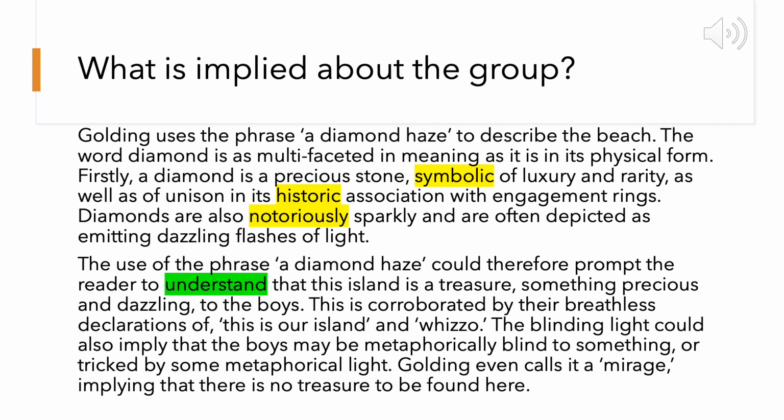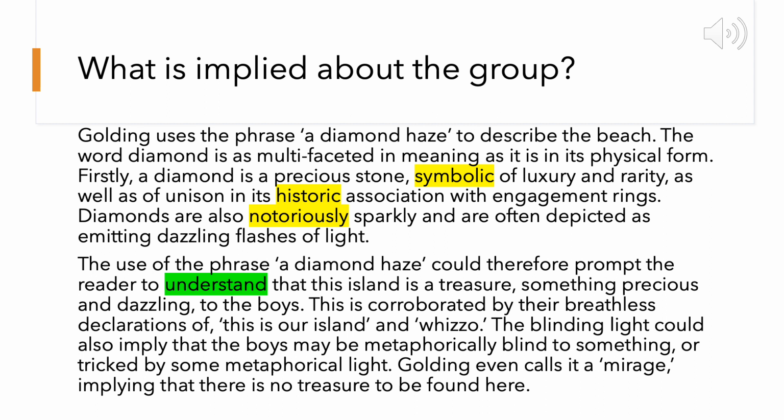I'm now going to attempt to articulate, to explain why I think Golding has used that word diamond. And I'm still linking it to this question about what is implied about the group, what is suggested about Jack and his choir. But I'm going to look at this word diamond. So I've written, Golding uses the phrase a diamond haze to describe the beach. The word diamond is as multifaceted in meaning as it is in its physical form. I was proud of that sentence.